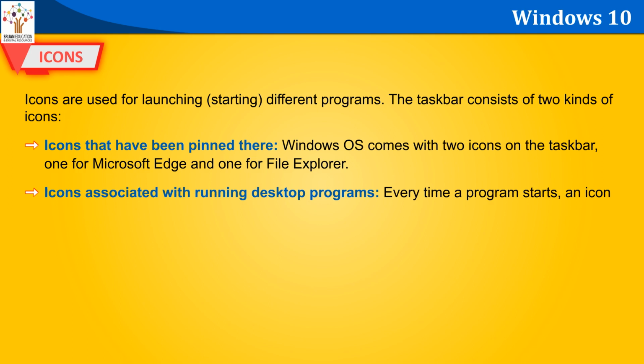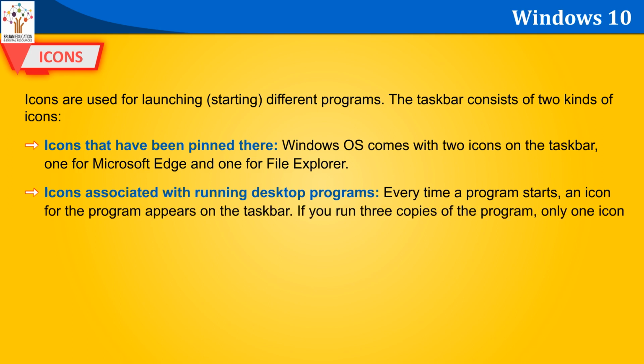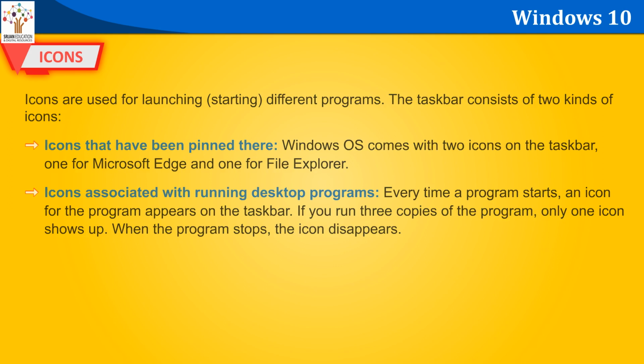Icons associated with running desktop programs. Every time a program starts, an icon for the program appears on the taskbar. If you run 3 copies of the program, only one icon shows up. When the program stops, the icon disappears.